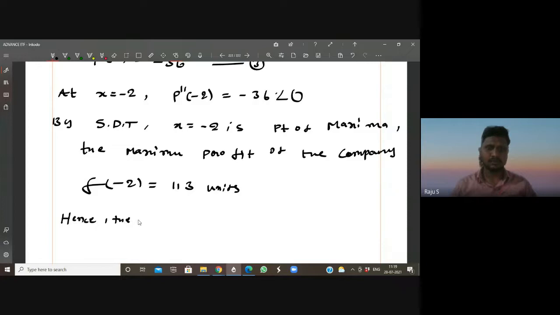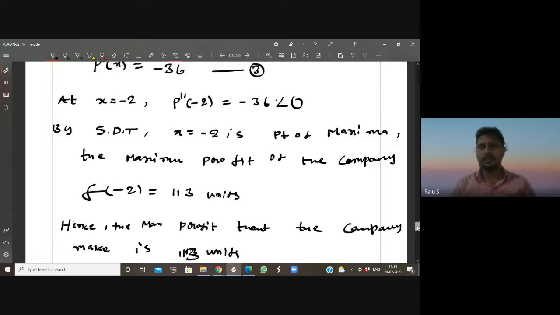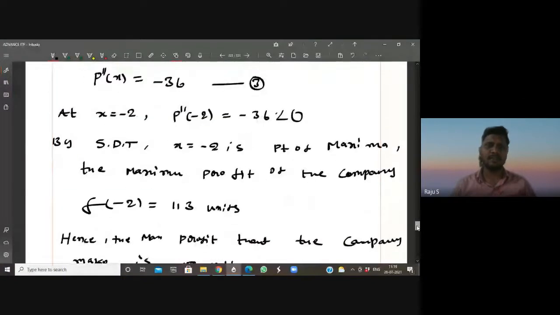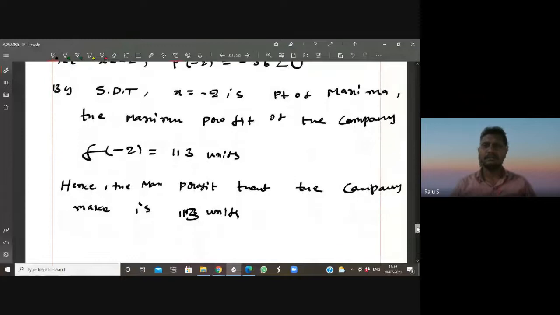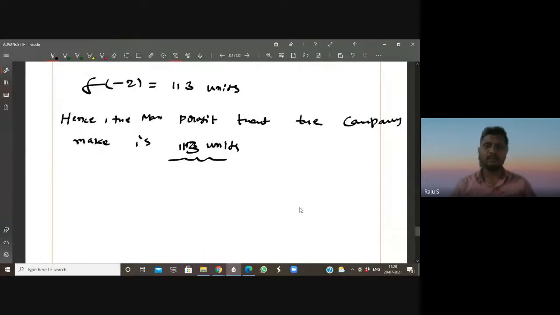Hence, the maximum profit that the company can make is 113 units. Like that you have to write. So what I have done: same first derivative, second derivative, then maximum. We proved that the company has maximum profit because the second derivative is lesser than 0. That maximum profit I found is 113 units. That's all.